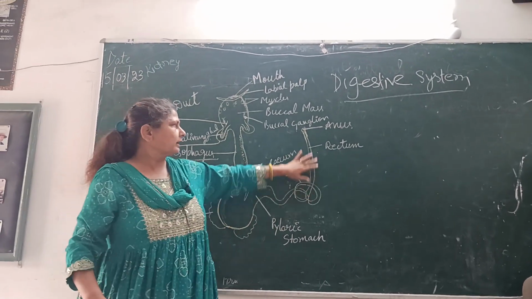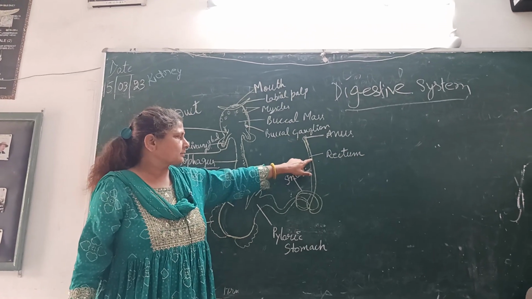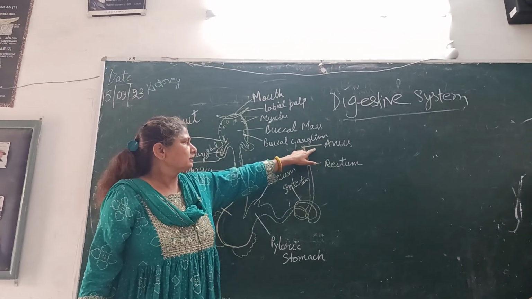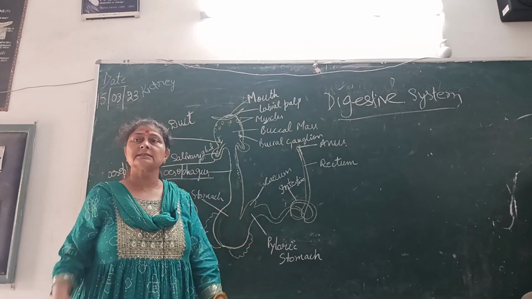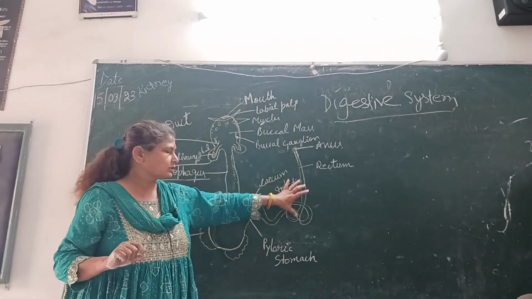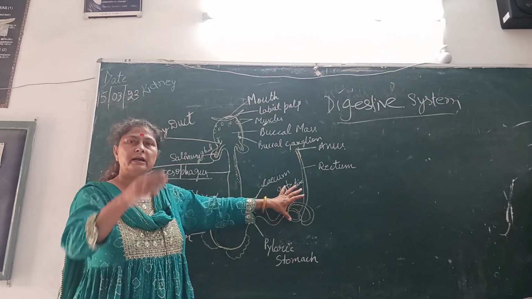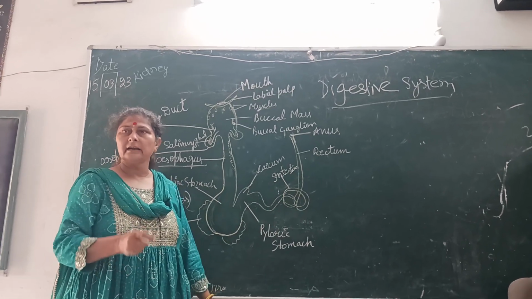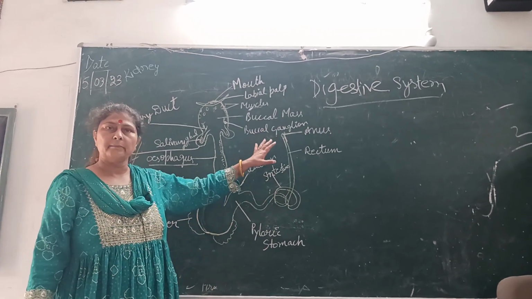This enters into the gill, and this last tube is called the rectum, and this is opened by the anus near the gill. All this structure is present near the gill, parallel to the gill in the branchial chamber.